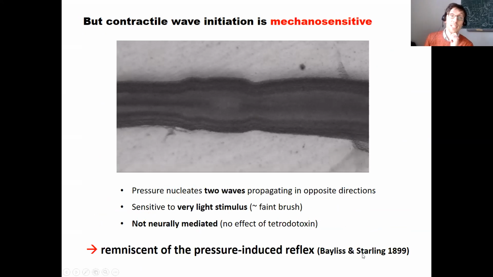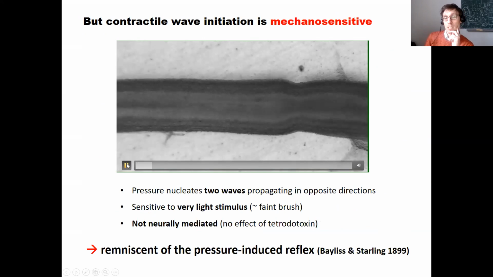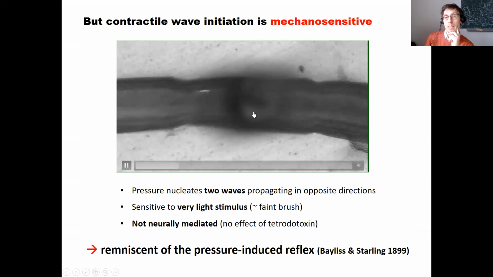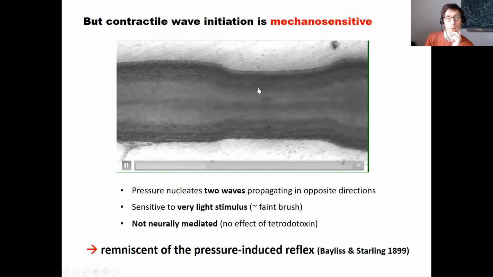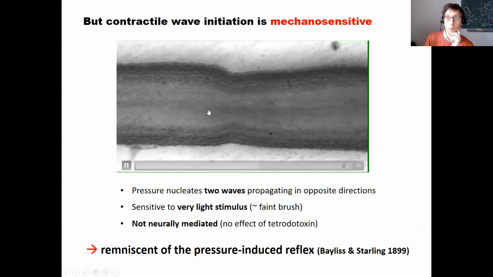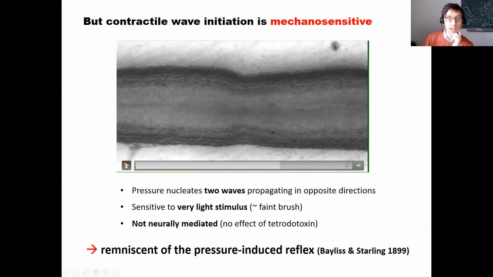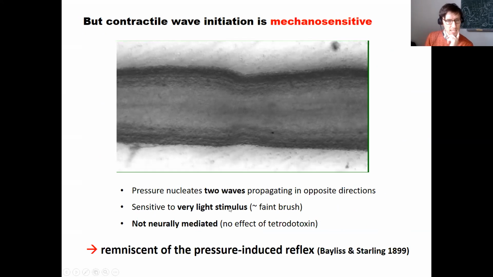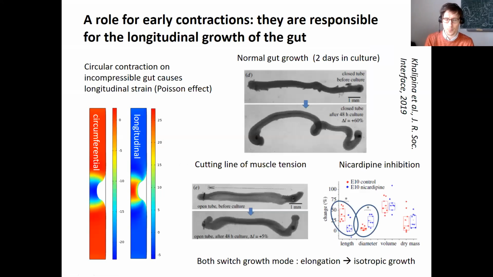But wave initiation will be mechanosensitive, and this we could prove by a very simple experiment. We press the gut locally by a pipette, and you see as soon as we press, we get two waves that are outgoing left and right from the point where pressure was applied. This reflex is even sensitive to very light stimulus. A faint brush is enough to trigger it. It's not neurally mediated, and this is all very reminiscent of the pressure-induced reflex. I'll come back to this aspect later in the presentation.